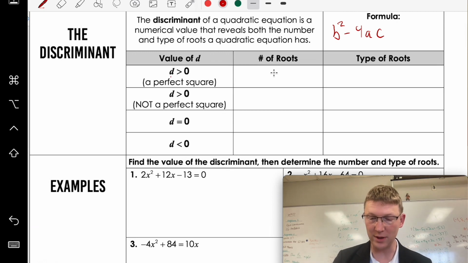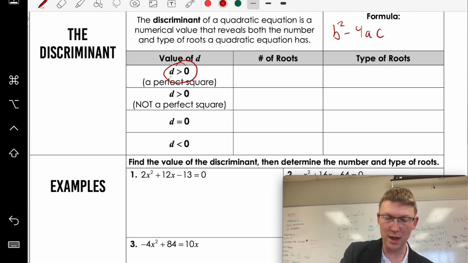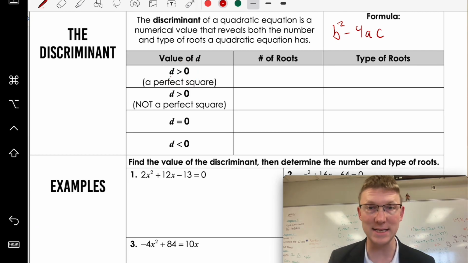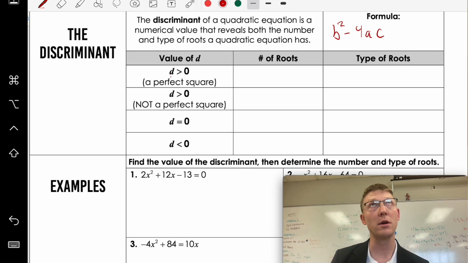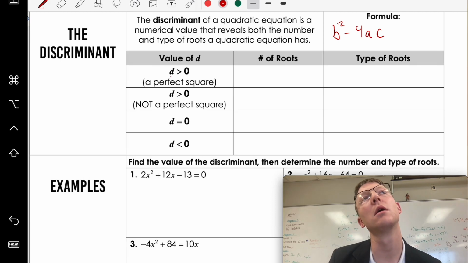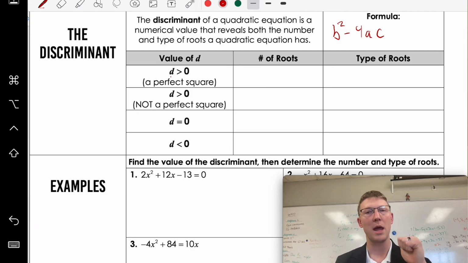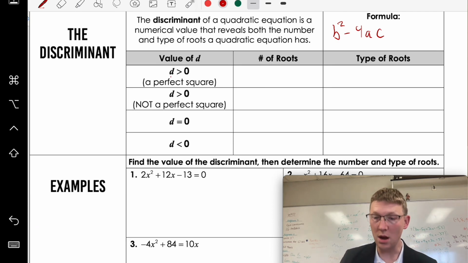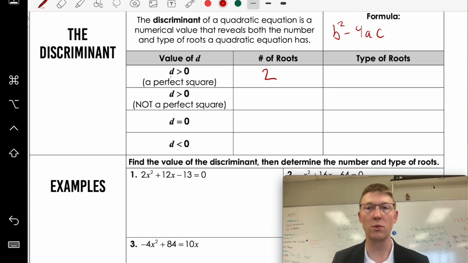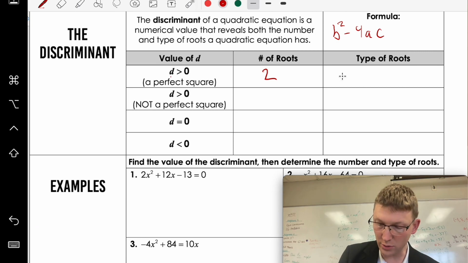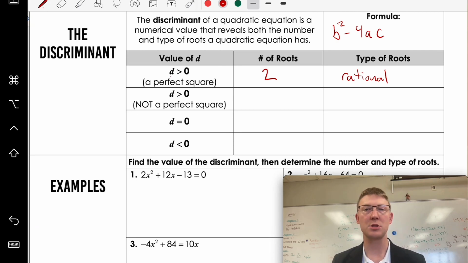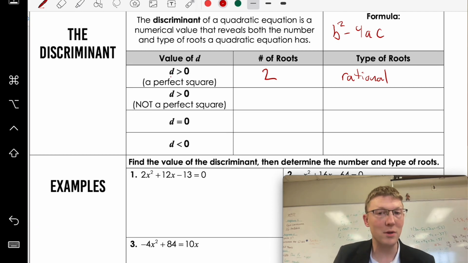For example, if the discriminant is greater than 0, so positive, and it's a perfect square, so we're saying like 4, 9, 16, I had to do some math in my head. So it's a positive number and a perfect square. We know that there are two roots or two solutions, and they are going to be rational numbers. So that means a fraction, maybe, hopefully a whole number because those are easier, but whatever.